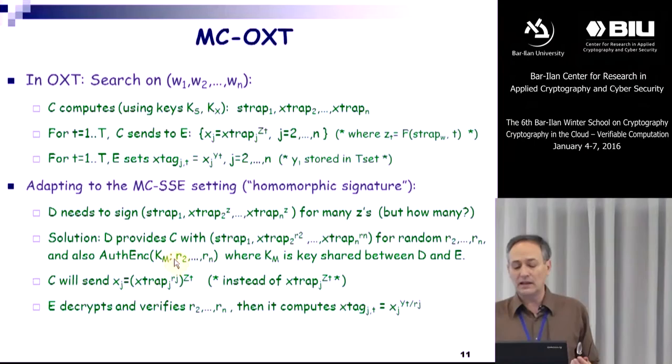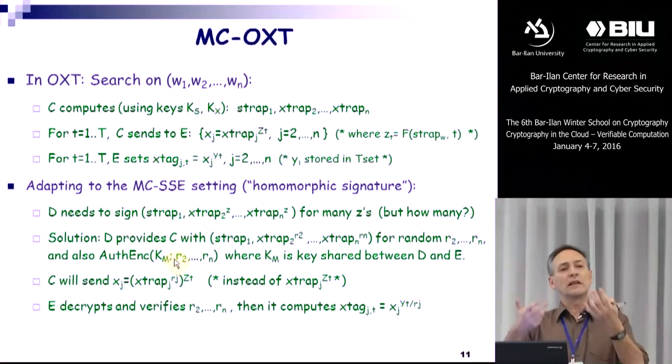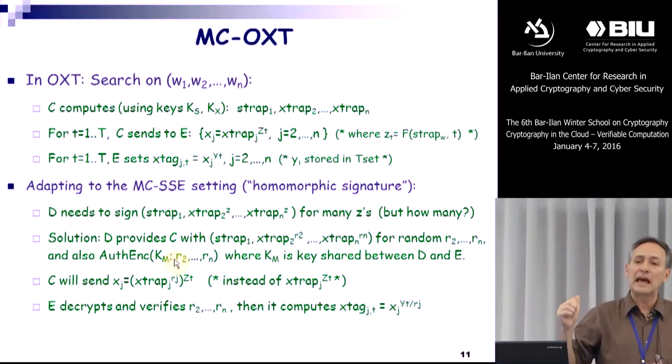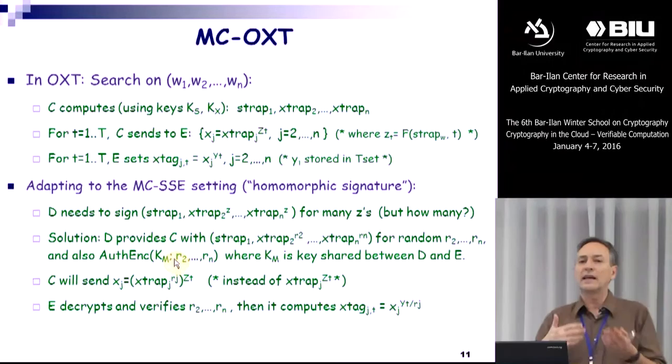So she's blinding these values with a secret random value that the client does not know. What the client will send now are the powers of these things, the power z, that will include these r's that it cannot get rid of because it doesn't have them, but the server can learn these r's directly from Debbie and can deblind these signatures.